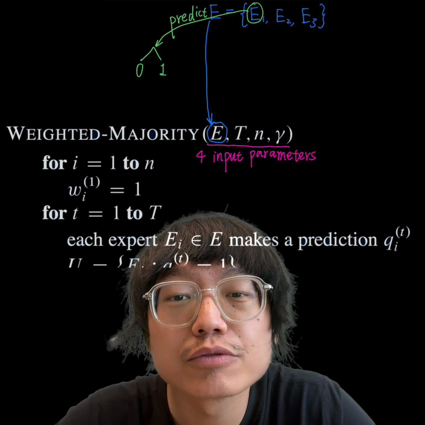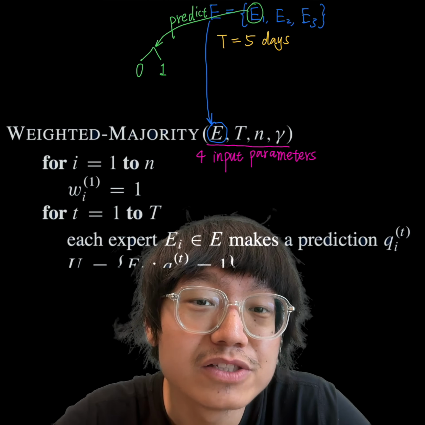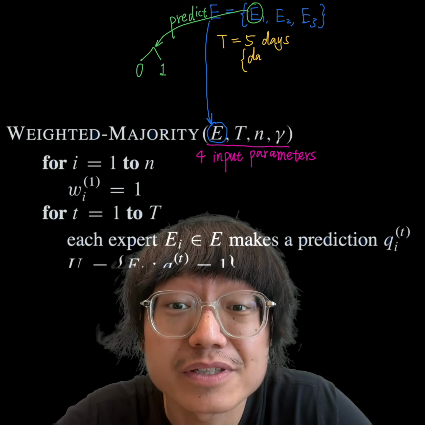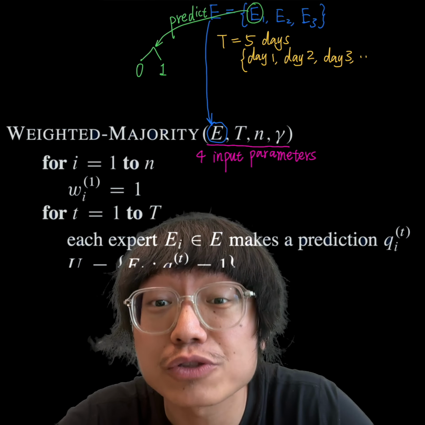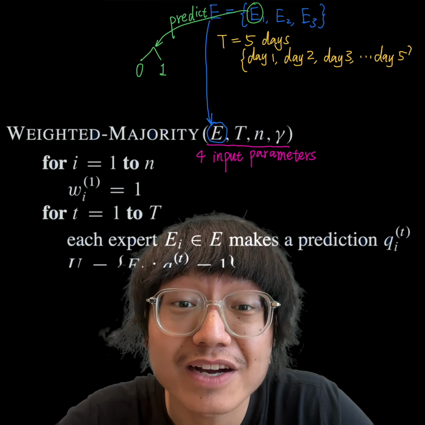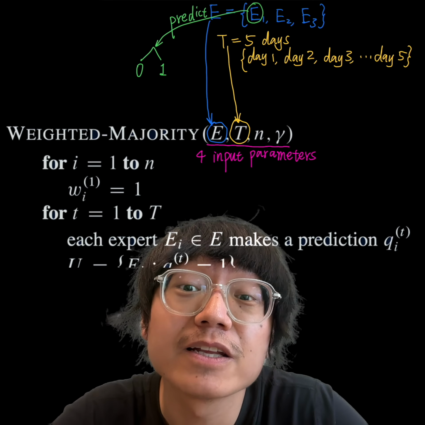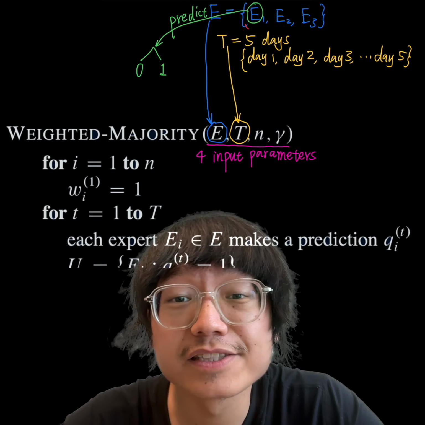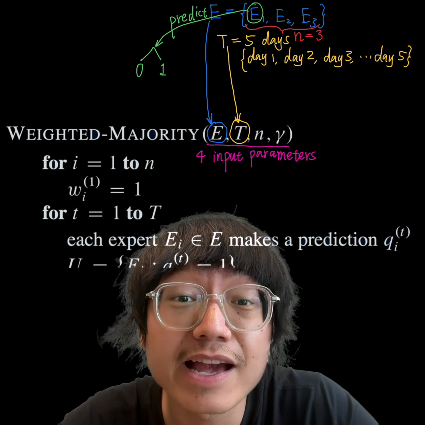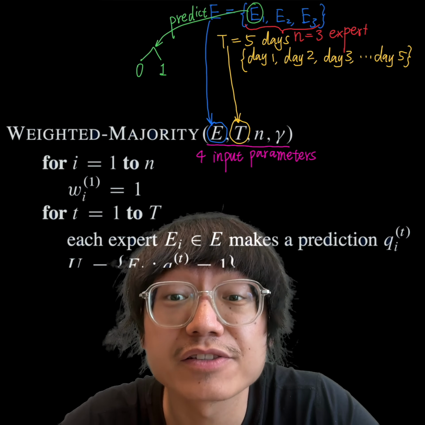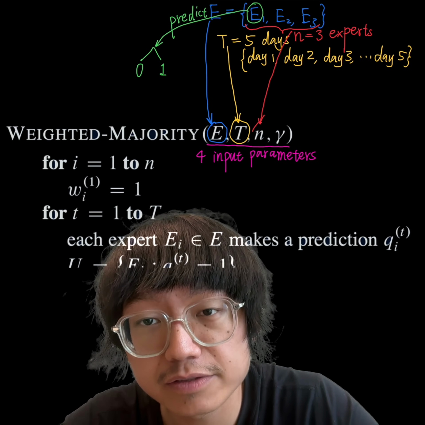Each E of i is an individual expert. The parameter T refers to the total number of rounds or time steps that this algorithm runs. This is the number of times that the experts make predictions. The algorithm evaluates these predictions against the actual outcome. In our example, T is 5, which indicates that there were 5 days on which predictions were made and evaluated. The parameter n is the number of experts in the set E. It represents the total count of different experts whose predictions are being considered. In this example, n was 3, corresponding to the 3 experts.